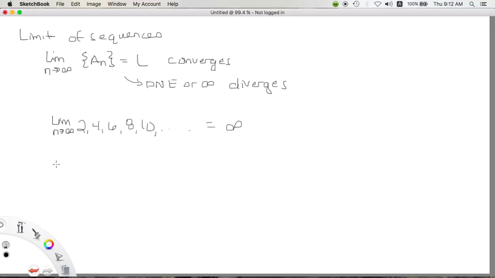But if we have that harmonic one we just looked at, where we have 1/2, 1/4, 1/6, 1/8, and so on and so forth, as we go on and on, we're actually going to get closer and closer to 0, because that bottom number is going to get larger and larger. So this sequence actually converges because it's coming towards 0 as n goes out towards infinity.